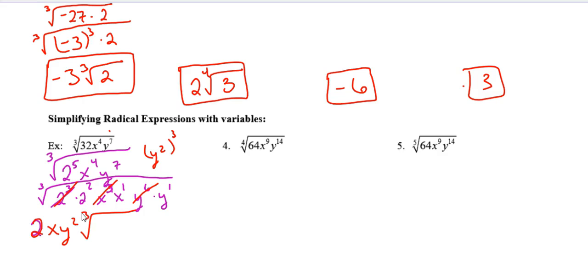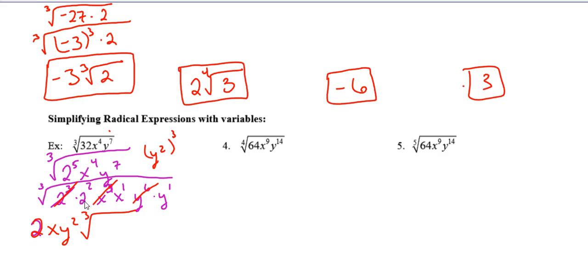Now notice, once I make my radical sign, I always throw my index in right afterwards to make sure I don't forget it, right? Get in the habit of writing that, because a lot of times people will make mistakes by dropping their index. If you write it right away, you're not going to forget it.